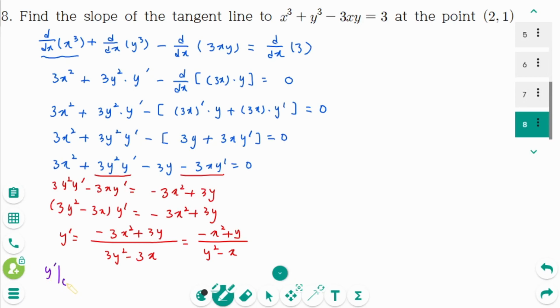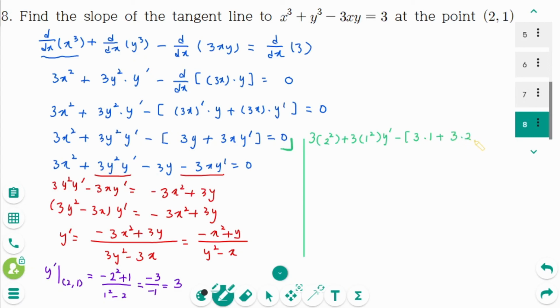y prime when (2, 1) equals (minus 2 squared plus 1) over (1 squared minus 2), equals minus 3 over minus 1. The final answer is 3. Or when you have solved this far, put in the numbers: 3 times 2 squared plus 3 times 1 squared y prime minus 3 times 1 plus 3 times 2 times y prime equals 0. 3 times 4 is 12 plus 3y prime minus 3 plus 6y prime equals 0.